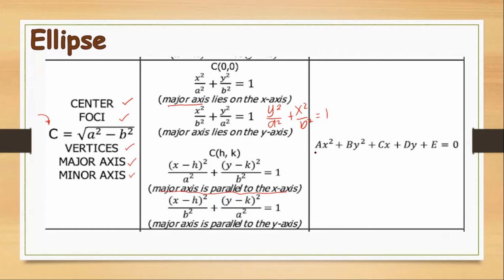And then the general formula will be this one: ax squared plus by squared plus cx plus dy plus e equals 0. This is the general formula. Take note that your A is not equal to B, but they have the same signs.